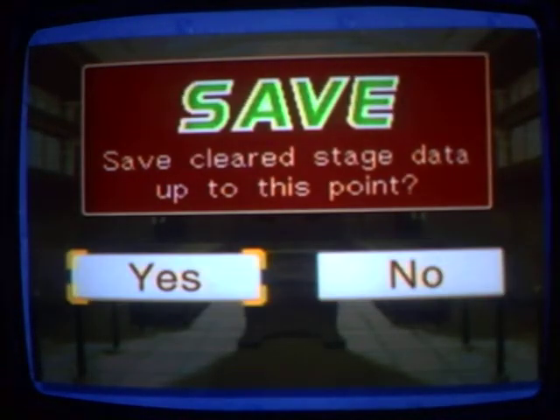To be continued, baby. They've cleared stage.